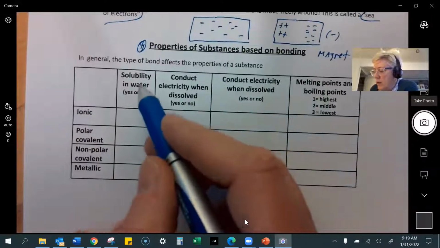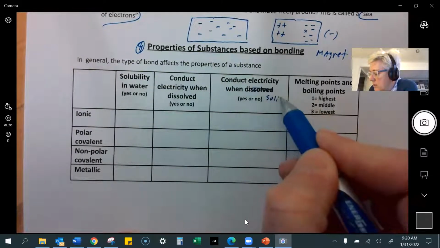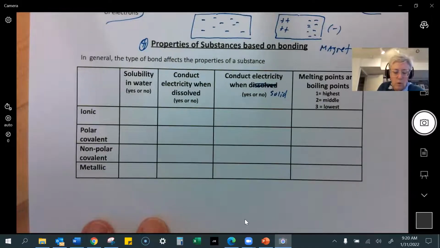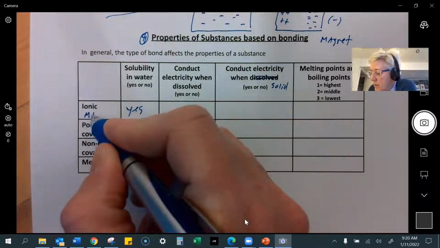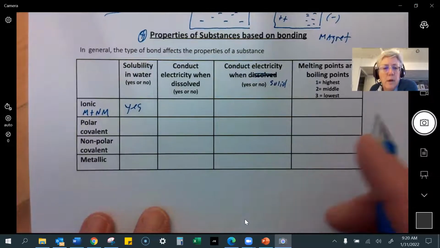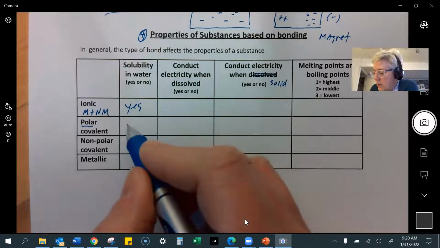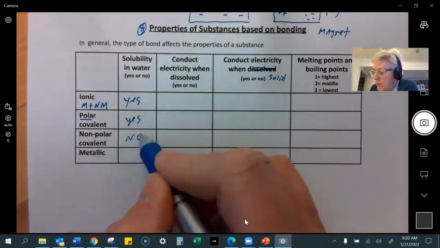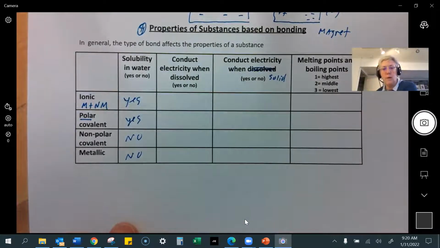Okay, so solubility in water means, this should say solid. Does it dissolve in water? Ionic compounds definitely dissolve pretty well in water for the most part. So I'm going to say yes. And remember, ionic is a metal plus a non-metal. Polar covalent things do tend to dissolve in water, and I'll do a little demo for this. Non-polar covalent do not dissolve in water. And metals don't dissolve in water. You can't put a piece of metal in water and have it dissolve.